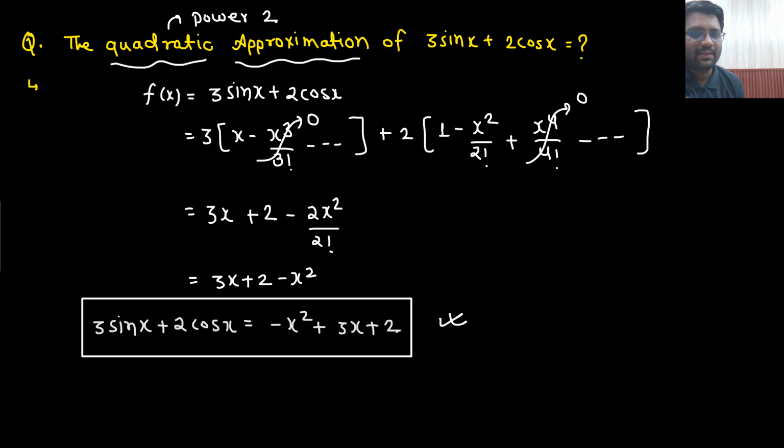Very easy thing. 3 sin x plus 2 cos x. Write down the expansion. Till power 2 we need to care. So from here I will get 3x. From here I will get 2. So 3x plus 2. Another factor I am getting is x square by 2 factorial, so minus x square. So 3x plus 2 minus x square. This is the answer. Quadratic approximation.